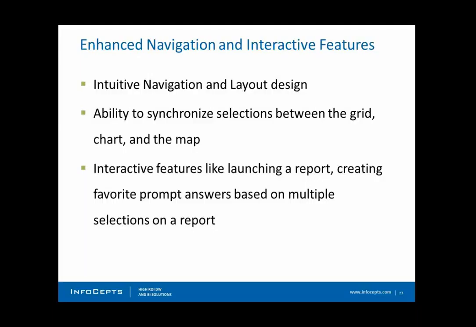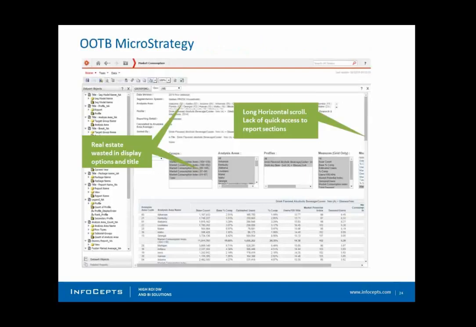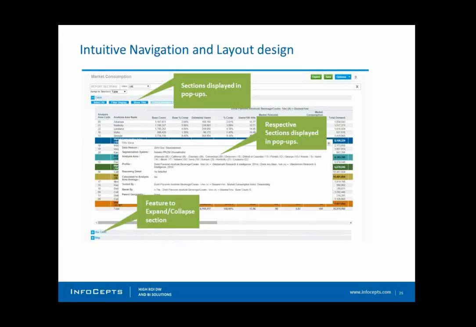This is what an out-of-the-box MicroStrategy report or landing page would look like. You can see there's a lot of real estate which is wasted in the titles and the display options, which not every user probably wants to see. There are object panels, there are long horizontal scrolls, so the actual content of the report gets pushed down and is out of focus. What's a better way of showcasing this?